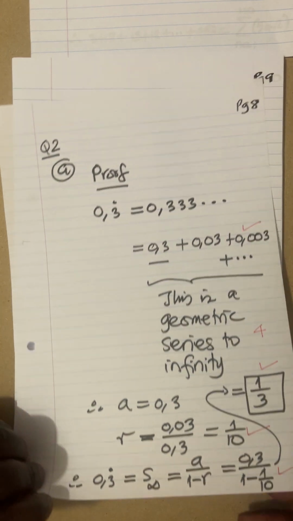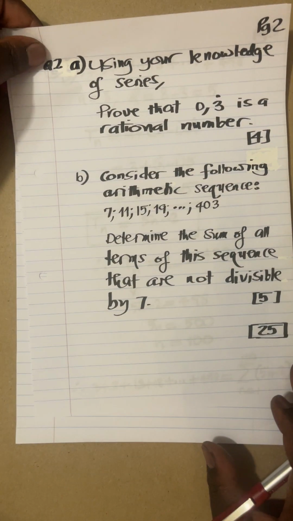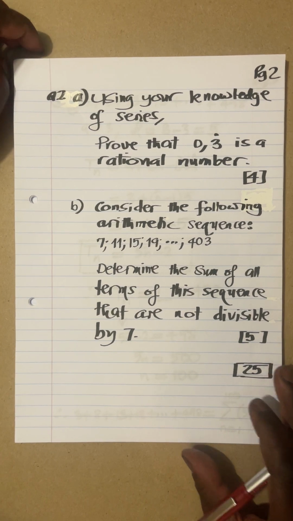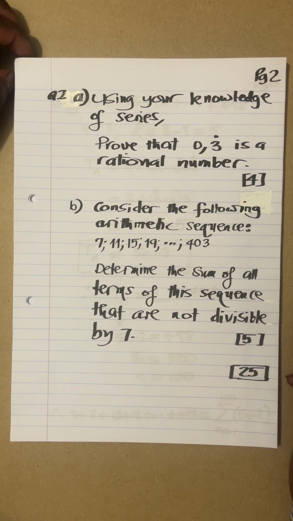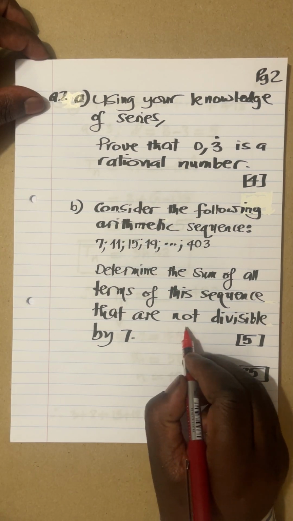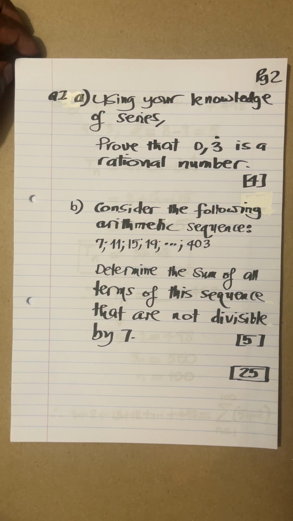Right. Let's look at number B, the last one. It says, consider the following arithmetic sequence: 7, 11, 15, 19, all the way up to 403. The question says, determine the sum of all terms of this sequence that are not divisible by 7. Please take note, when you see this word not, it's a complementary rule that must be applied.